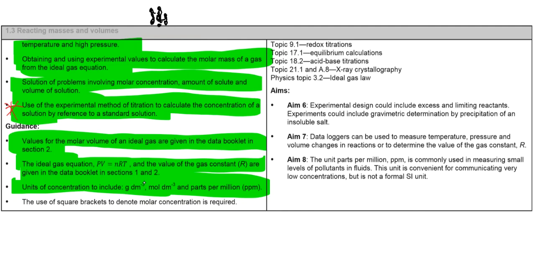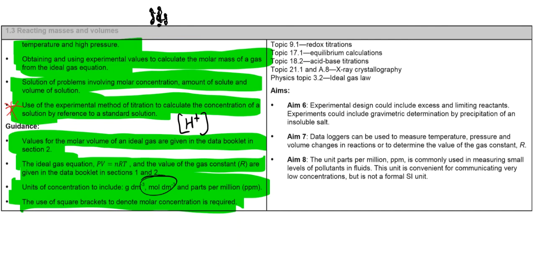Units of concentration: parts per million is the only hard one. These are quite straightforward. Grams per cubic decimeter is not really used. It's mainly this one in chemistry you're going to have to be familiar with. Use of square brackets is concentration. This will come up a lot in topic 8, but if you have H plus and then square brackets, that literally means concentration. So square brackets you need to get familiar with.